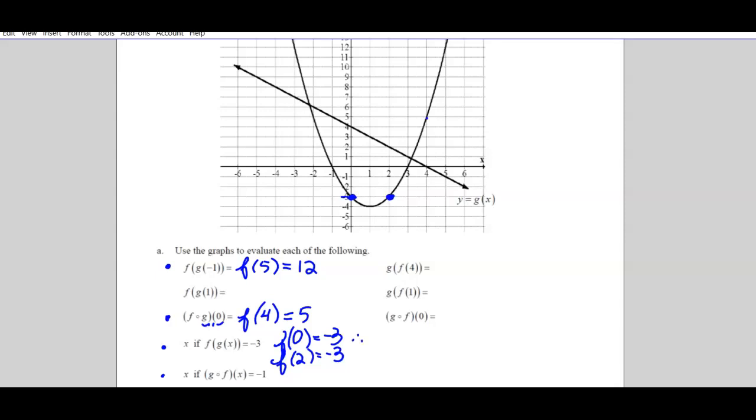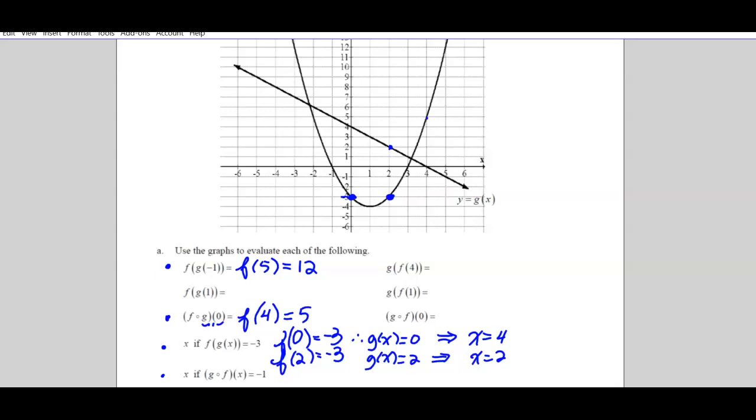Okay, so therefore g of x has to equal 0. Here, that means g of x has to equal 2. Now you look at your g function. So when is g equal to 0? When x is 4. When is g equal to 2? When x is 2. So you're working from the outside and going back to the x.